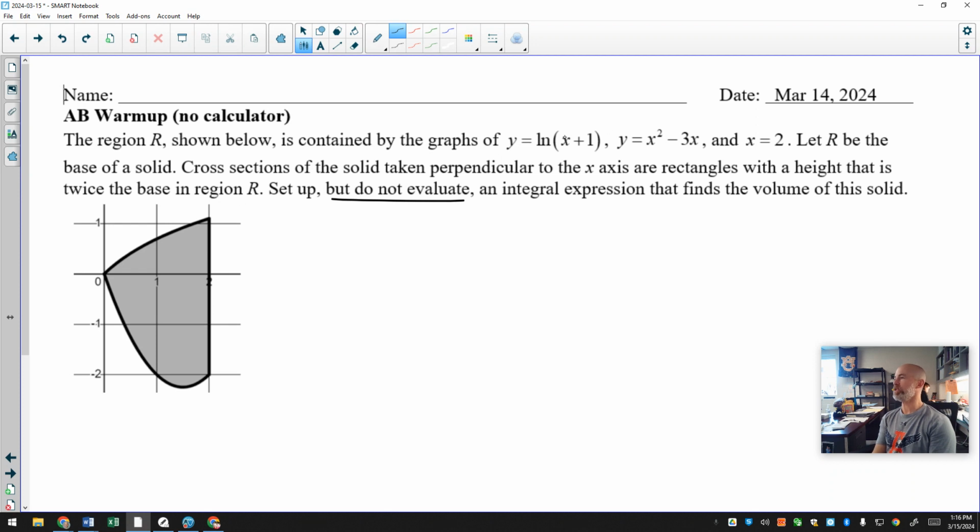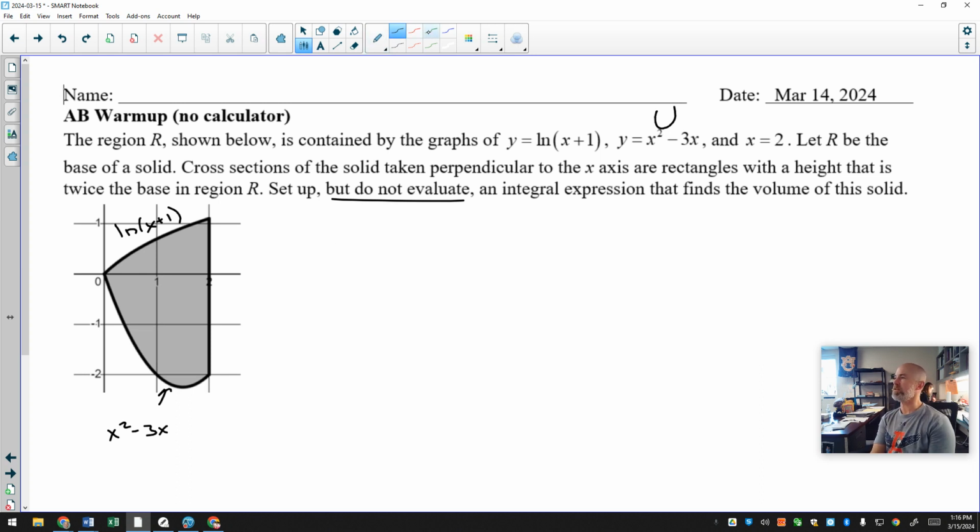I didn't tell you which graph was which, but you should know that x squared minus 3x is the parabola that opens up. So that one is my x squared minus 3x. This one is your natural log of x plus 1. And they say cross sections.